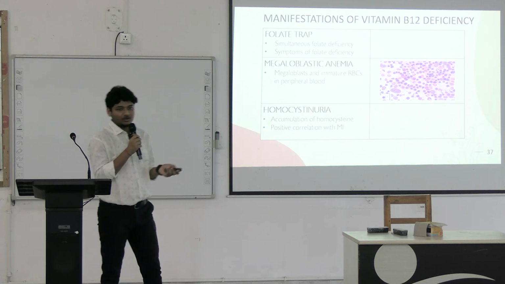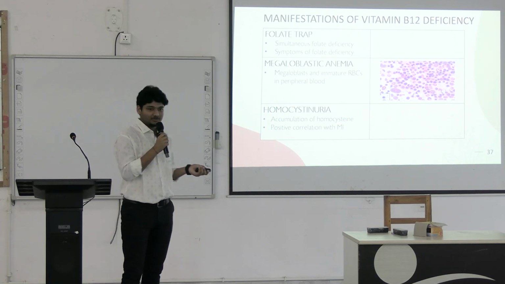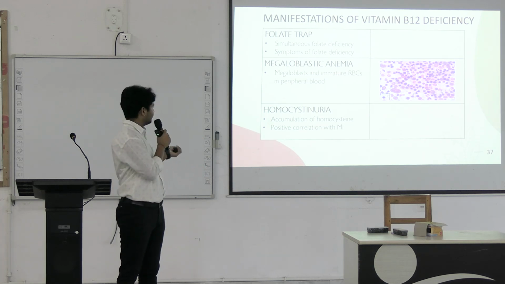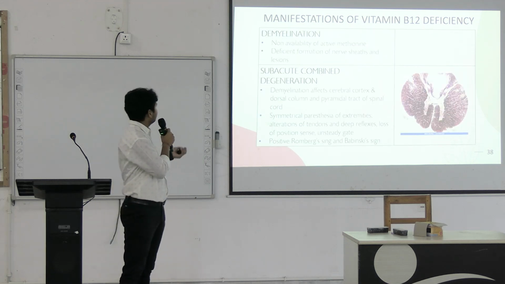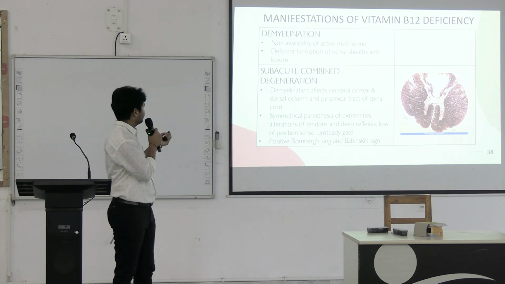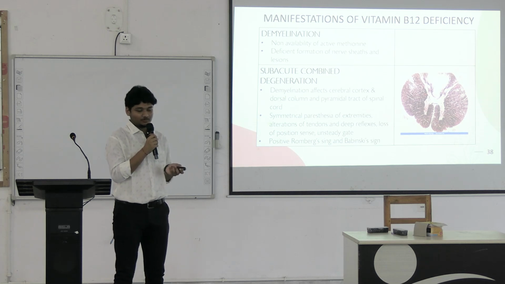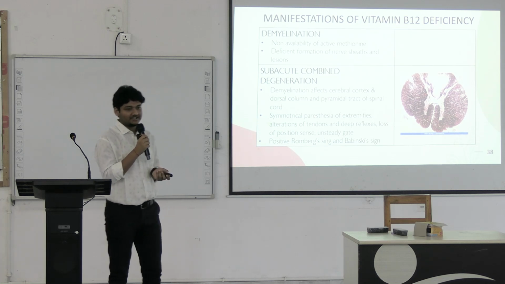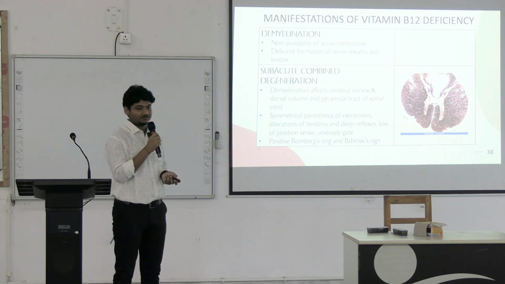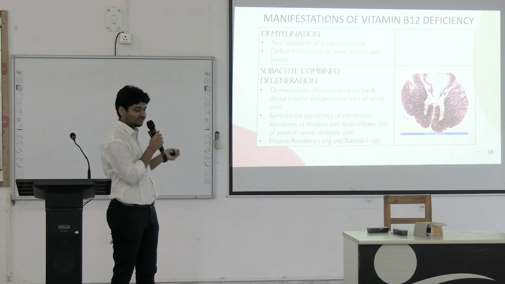Then homocystinuria. With the help of vitamin B12, homocysteine is converted into methionine. So if B12 deficiency occurs, homocysteine accumulates and goes through our urine. That causes homocystinuria. Then one of the greatest manifestations of vitamin B12 deficiency is demyelination. If vitamin B12 deficiency occurs, methylmalonyl coenzyme A is not converted into succinyl CoA, so fatty acid synthesis decreases. This causes decreased myelin synthesis, and that's how demyelination occurs.